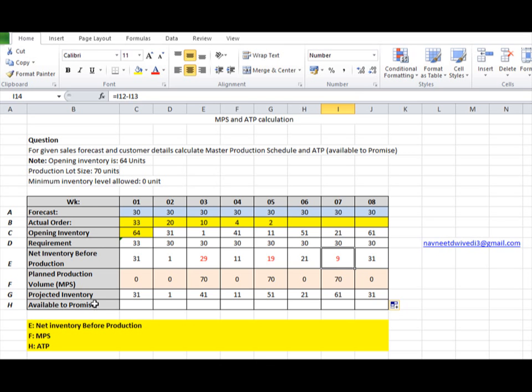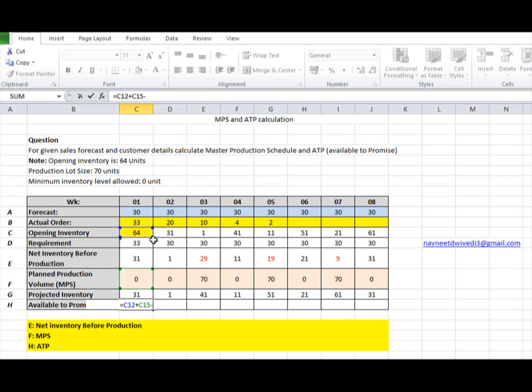Now lastly, available to promise, ATP. ATP is calculated for the first week and for every cycle whenever there is MPS. ATP is different for the first week, and the same calculation is done for the remaining ones. For the first week we take what we have in our opening inventory plus what we produce that week, minus customer orders till the next MPS cycle. We can see that in week 3 we have the next MPS cycle, so up till that we take into consideration.